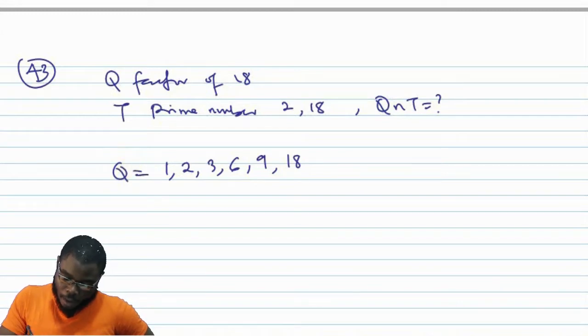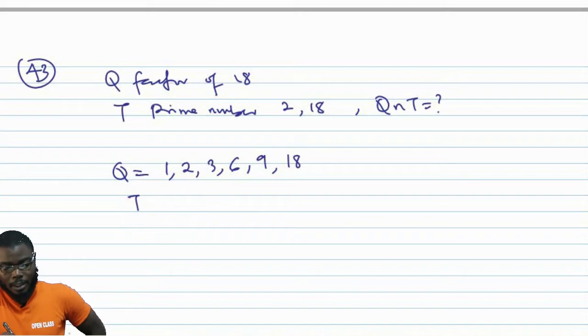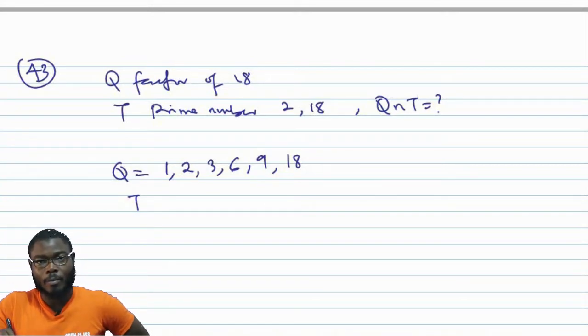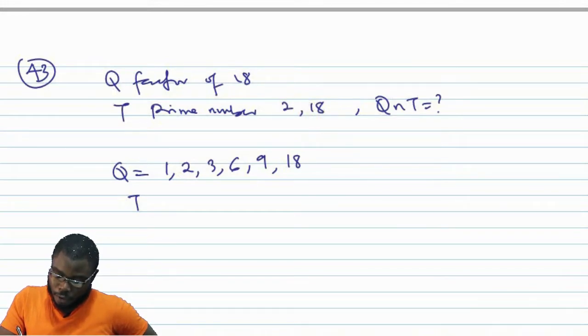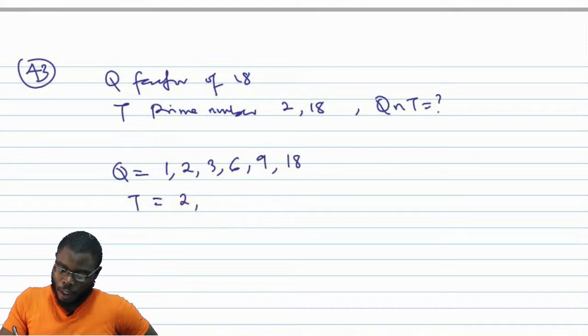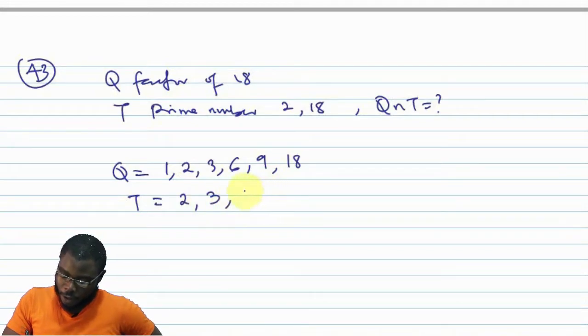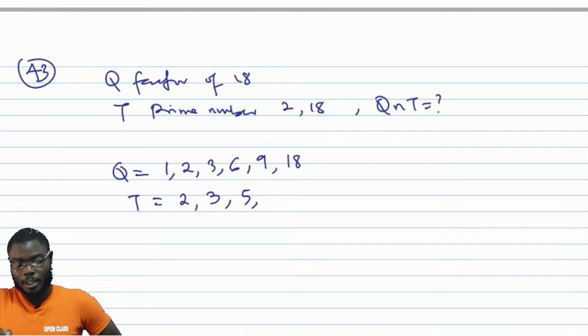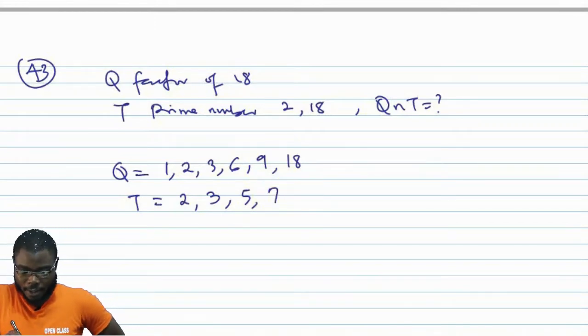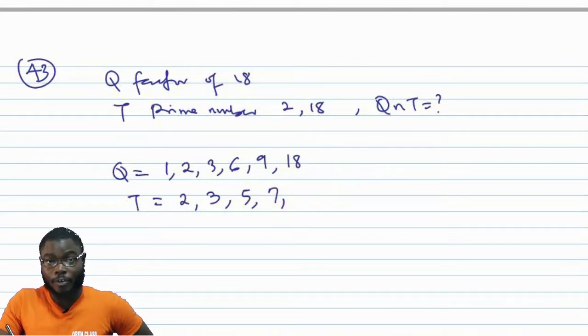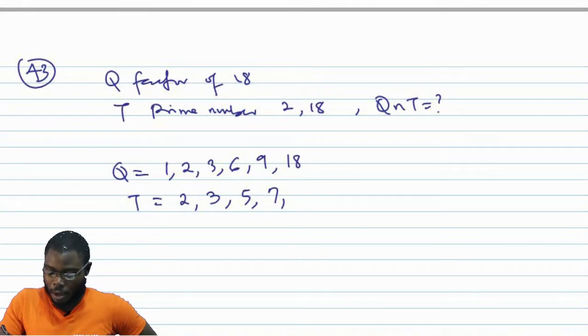So this is Q. And then your T is a prime number. Prime numbers are numbers divisible by 1 and itself. So the prime numbers between 2 and 18, you have 2, then you have 3, divisible by 1 and itself. Then 4 is not there, 5. Then 6 is not there because 3 divides 6, 2 divides 6, and 1 divides 6. 7 is there, only 1 and 7 divide 7. Then 8 is not there, 9 is not there, because 3 divides 9 and 1 also divides it, so about 3 numbers go into 9.